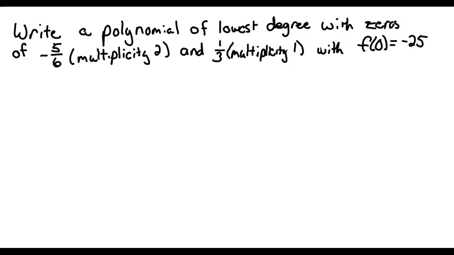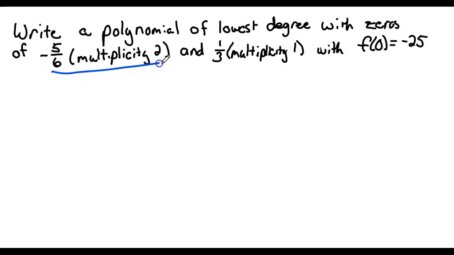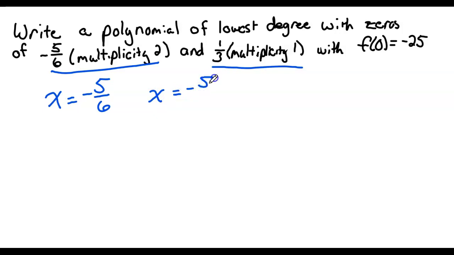So when we want to create a polynomial of lowest degree, and we're given some of these restrictions, the first thing that we want to do is look at these zeros that we're given here. So that means that we know that x is equal to negative 5/6 twice, because it has a multiplicity of 2. And we know that x is equal to 1/3 once, because it has a multiplicity of 1.